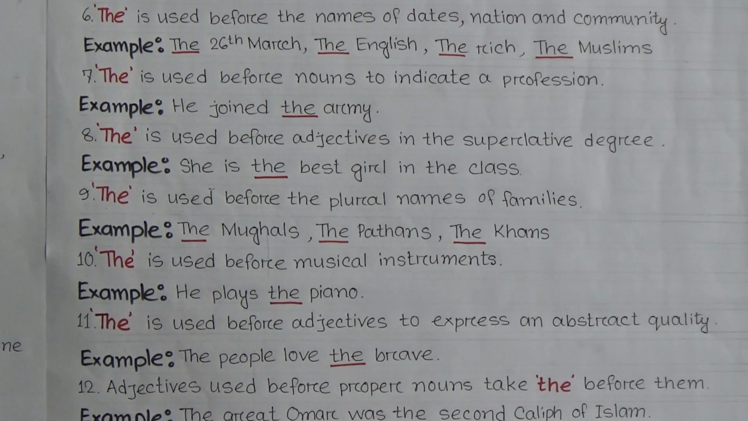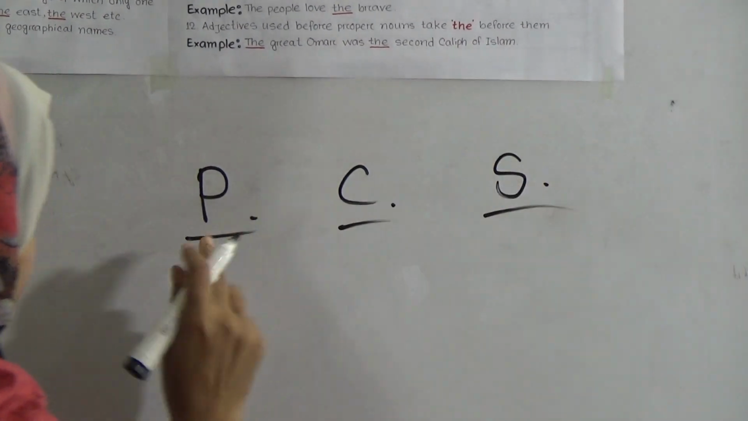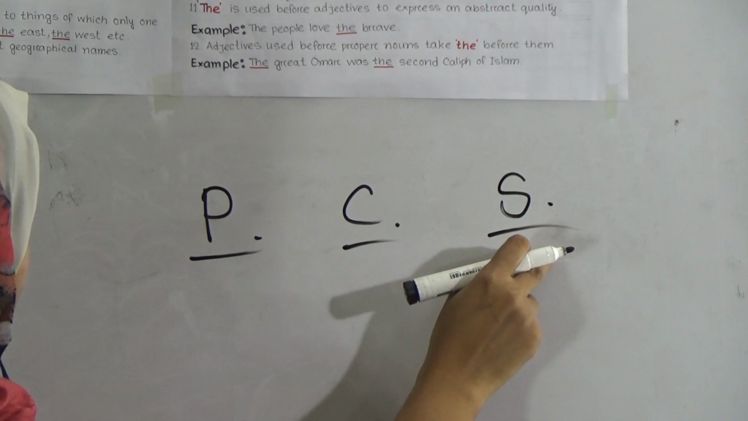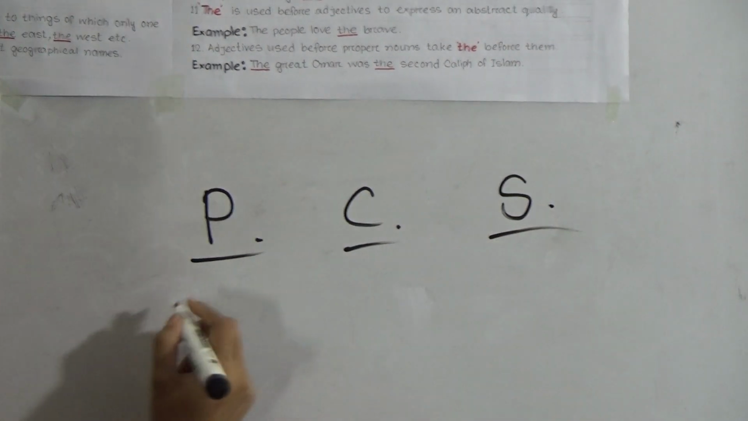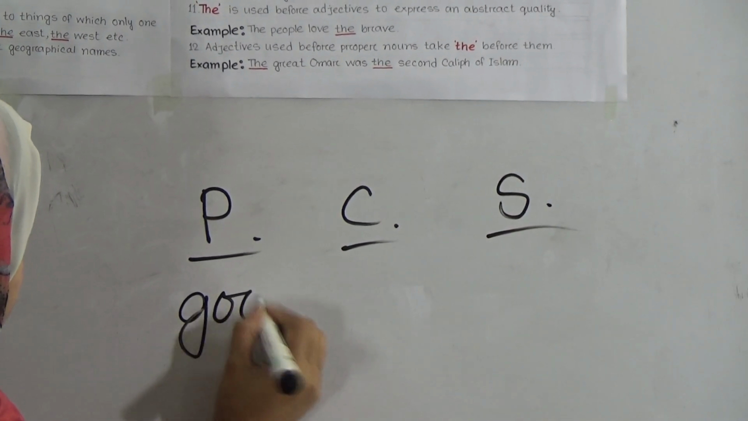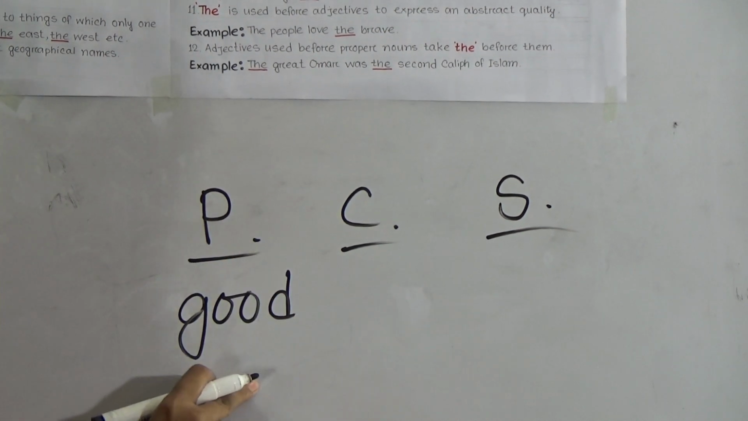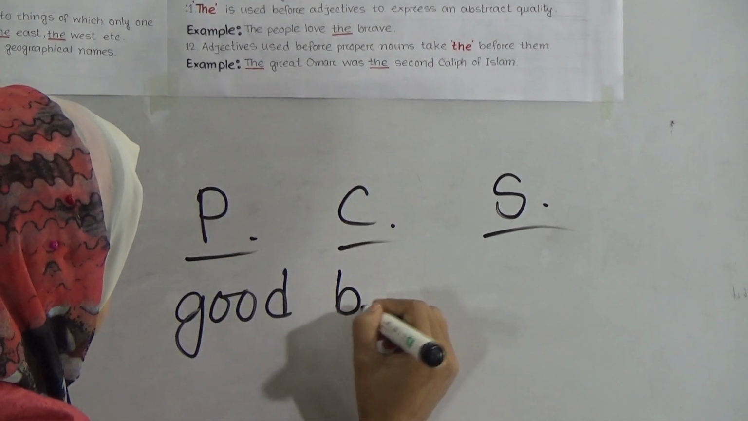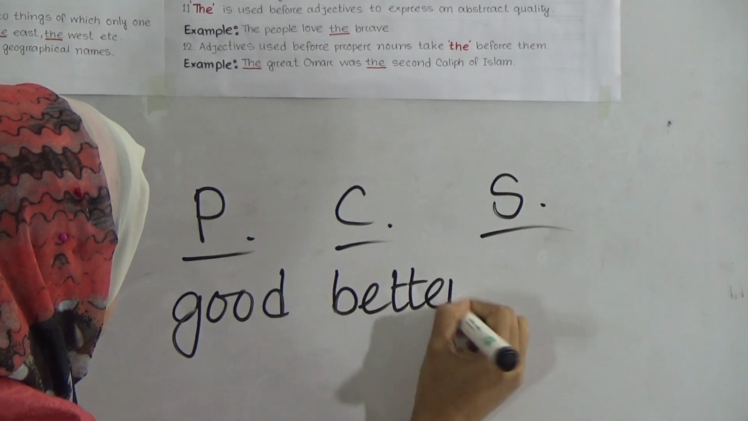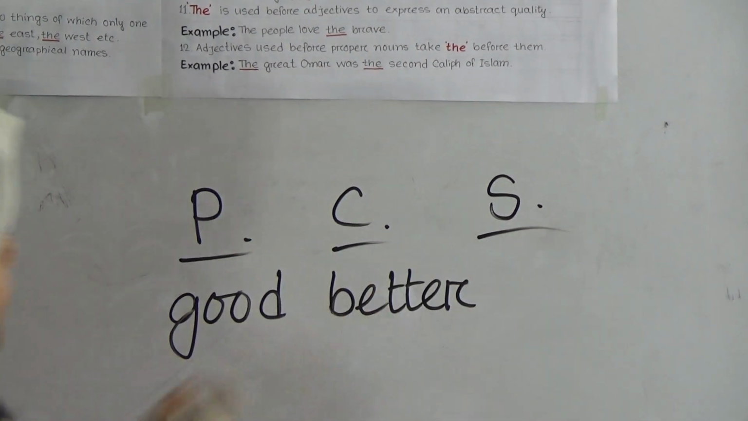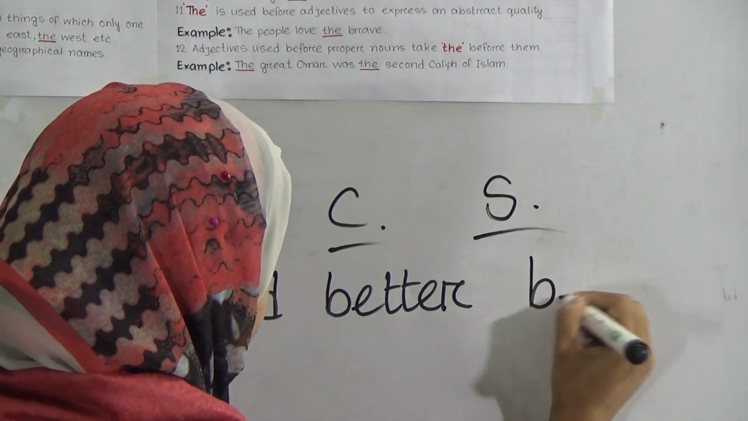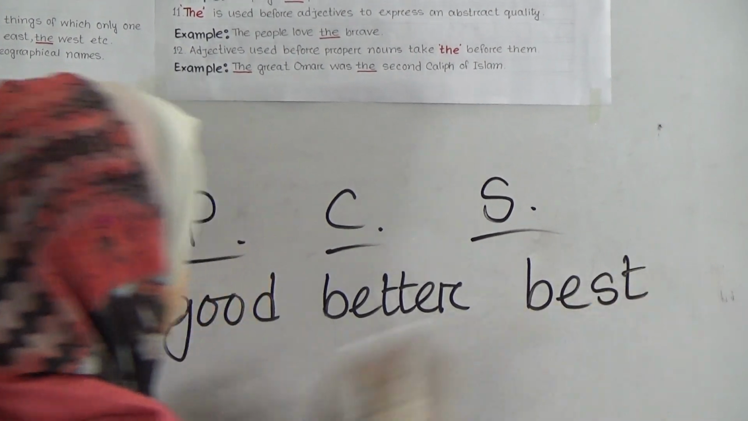Rule number 8, the is used before adjectives in the superlative degree. Students, do you know what the superlative degree is? We know there are 3 forms of adjective: positive, comparative and superlative. I have written in short: positive, comparative and superlative. If I say good, it would be positive. Good is positive. Comparative will be better. And what would be the superlative? Superlative is best.